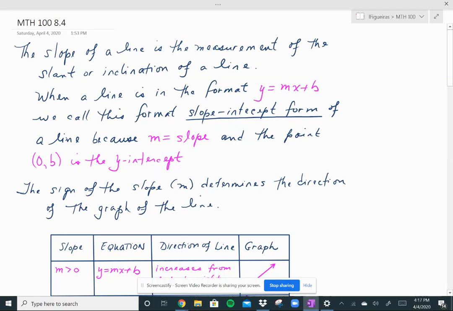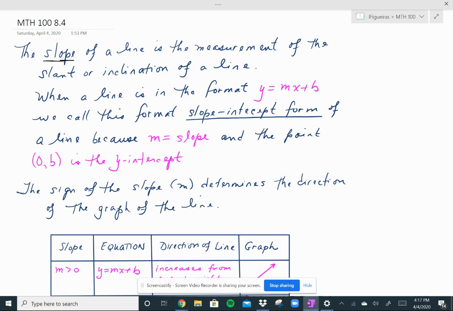Hi, this lesson is about the slope of a line. So we're going to define what the slope of a line is. We'll learn how to compute the slope of a line, learn a new formula, and use the slope of a line to graph a line. So the slope of a line is the measurement of the slant or inclination of a line.